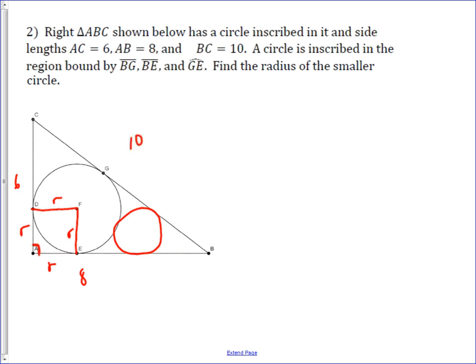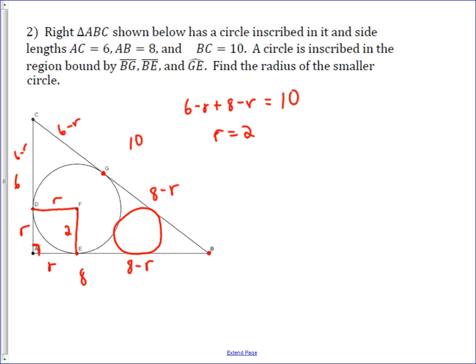Now, using equal tangents, we can say that if this length right here is 8 minus r, then this length right here is also 8 minus r, because B is a point outside the circle, and G and E are on the circle. So the equal tangents theorem says that those two lengths are the same. Similarly, we can come up here and call this 6 minus r and this 6 minus r. And so now what we've done is we've created an equation using the hypotenuse of 10, described as 10, and then also as 6 minus r plus 8 minus r. If you solve this equation, I won't take the time to do it, you get r equals 2. So we start by knowing that the radius of this inscribed circle is 2.